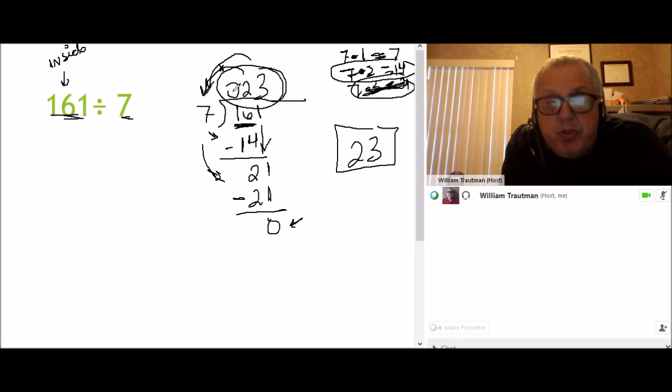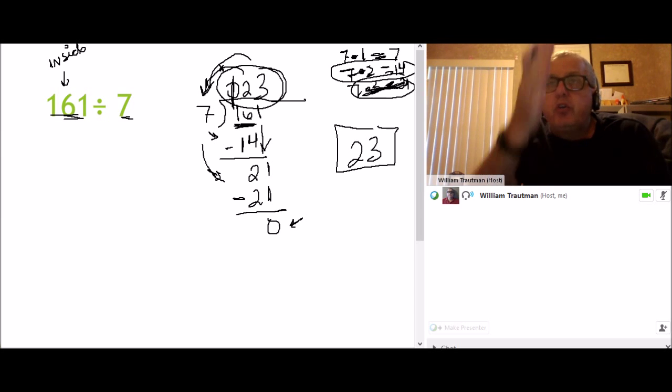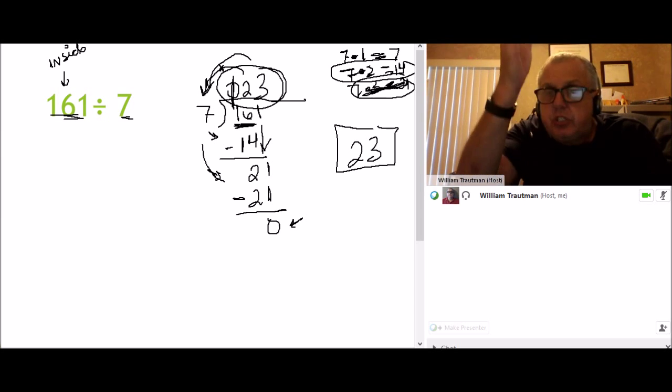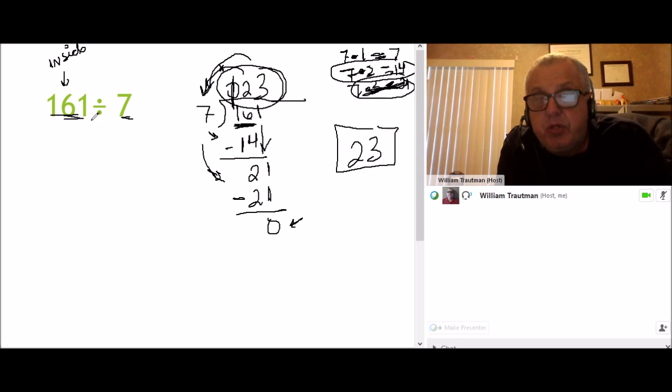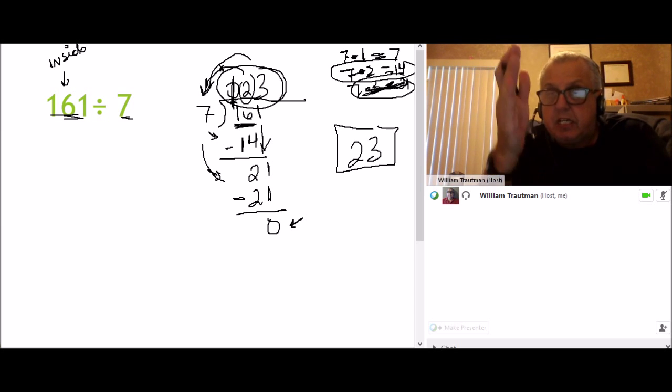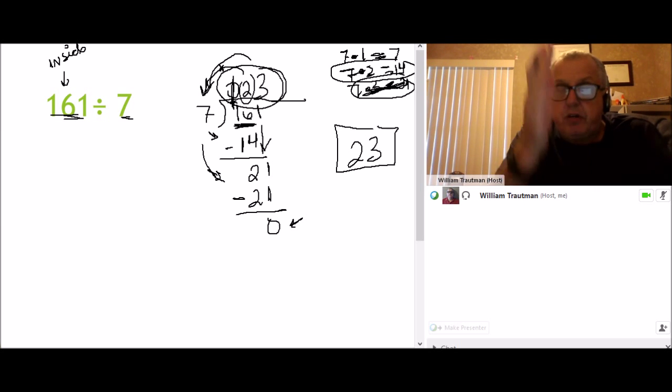Now, why did I put a 0 in this spot? Well, you want to keep your place values lined up. You didn't have to put a 0 in there. You could have just put a blank and known to start writing in the next column. So I put a 0 there to do a blank. So let's try one more problem.